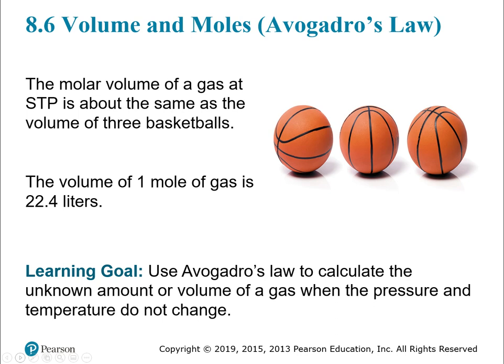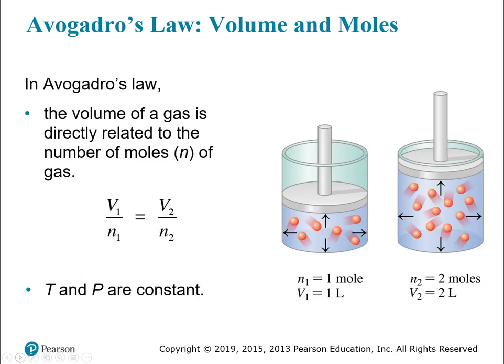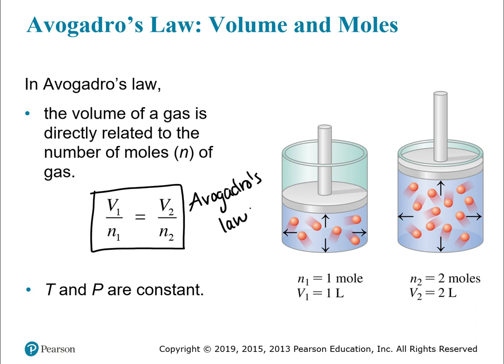The next law we're going to talk about is Avogadro's law. And this relates the volume of the gas and the amount, or the number of moles. In Avogadro's law, the volume of the gas is directly related to the number of moles. And in this case, we're keeping the temperature and the pressure constant. Avogadro's law is another proportion, so when we use it, it's going to be just like with Charles's law, Gay-Lussac's law, and the combined gas law. You have to cross multiply first. When you increase the amount of gas, you increase the volume of gas.